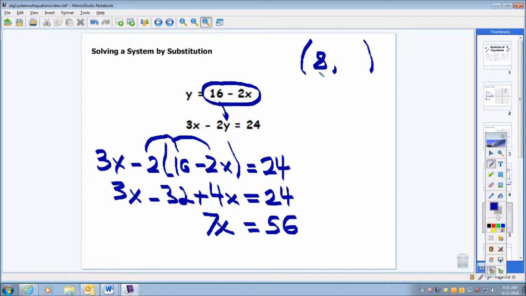Okay, now x is 8. Go to the equation, and what you're going to have is 16 minus 2 times 8, which is 16 minus 16, which is 0. You can actually have 0 as part of your point of intersection. And that is your answer. And you can check it by plugging everything in. And that is substitution in a nutshell.